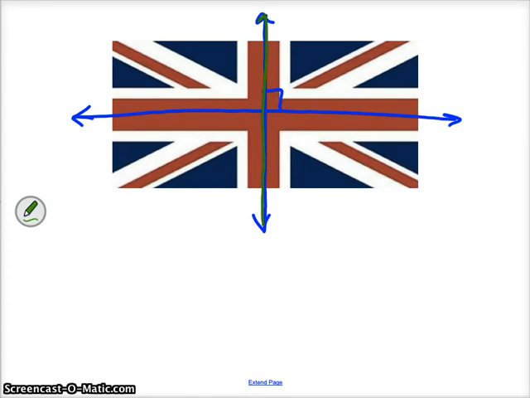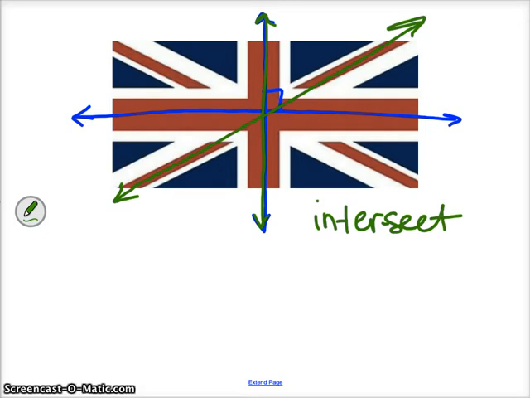Okay, we're still using this line. But now let's talk about these two lines, both the green lines. Those are intersecting because they are not parallel. Parallel lines never intersect. And they are not perpendicular lines because they don't intersect at a 90-degree angle.